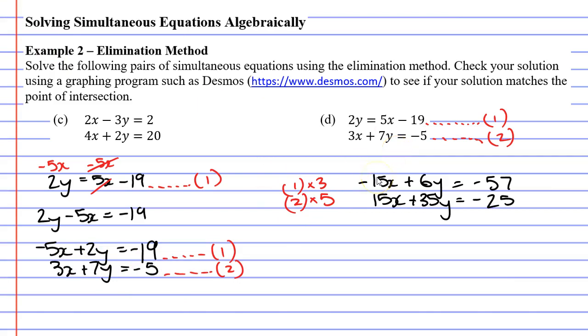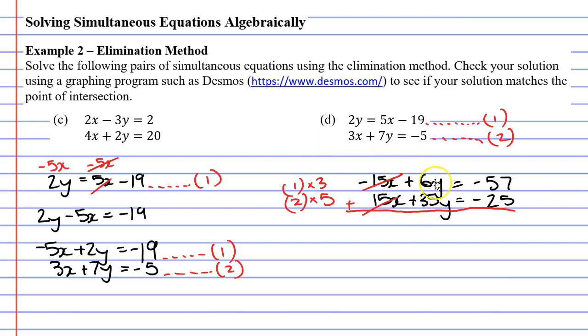Great, I have two equations which have a pronumeral that shares the same coefficient. And I'm going to add them together because we've got a negative 15x and a positive 15x. If the signs are different, you add them. This means that the x's are going to cancel, which is great. That's what we want.